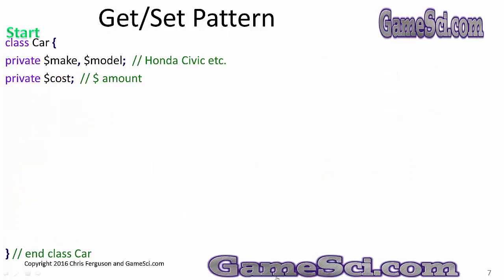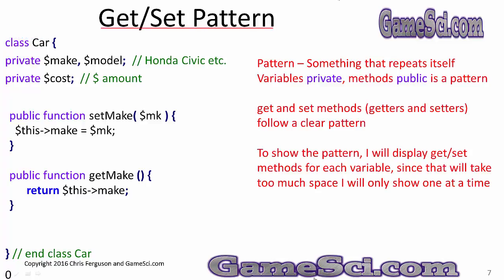The get and set methods form what we call a pattern, the GetSet pattern. And let's look at that pattern. Let's build a more robust class car. Now we already use the year variable, so we'll use a couple of different variables in this class car. The make and the model of the car.